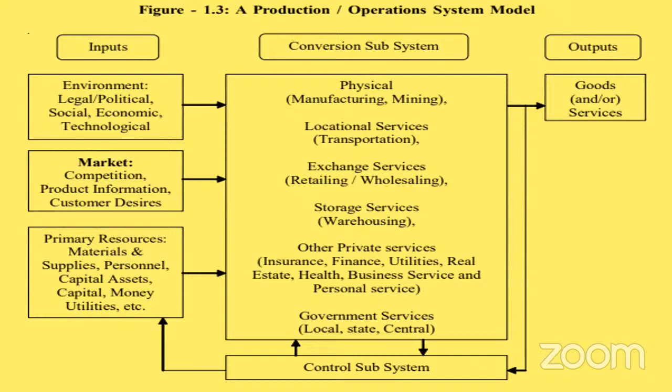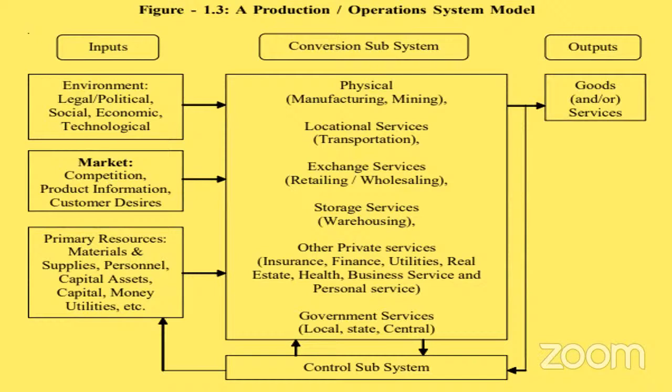I said storage services, that is warehousing. Why warehousing? Because these are the bigger places where finished goods are kept. After packaging, they will be stored in those particular warehouses. Among other private services, we have insurance: transit insurance, insurance to that particular vehicle, insurance to that particular stock, insurance to the employees, insurance to the plant, insurance to the machines. Insurance is one of the other private services that we will be using, and finance, utilities, estate, health, business services, personal services, or other services that we are going to use, and government services: local, state, central.